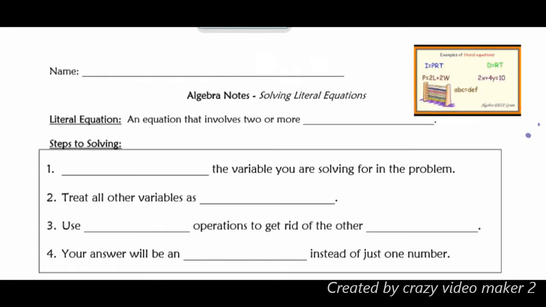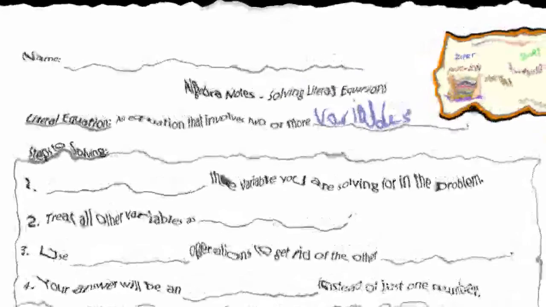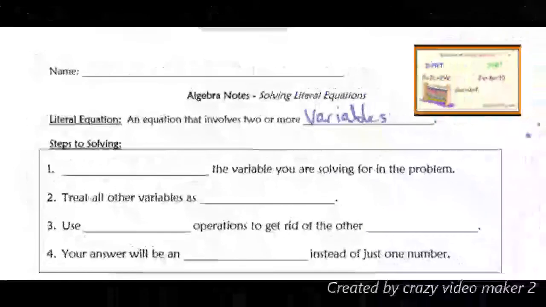Here we're going to be talking about solving literal equations. A literal equation is just an equation that involves two or more variables. So instead of just having one variable, we're going to have more than one letter in there, just like you see over here. Those are some examples.